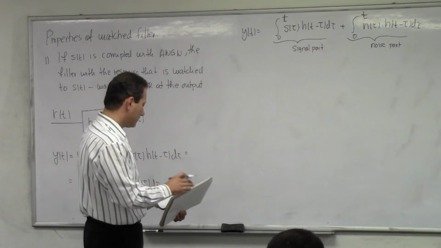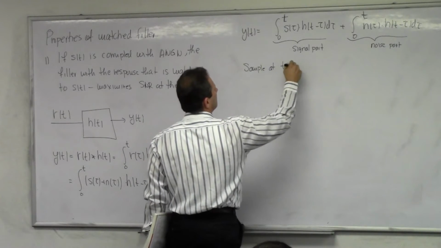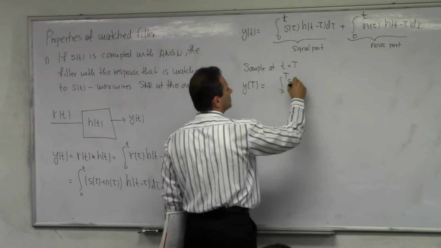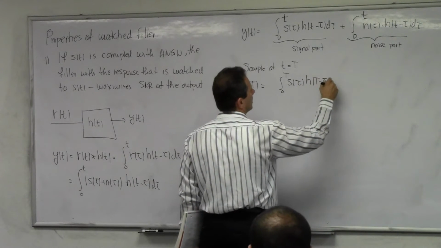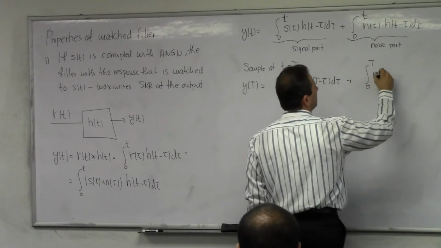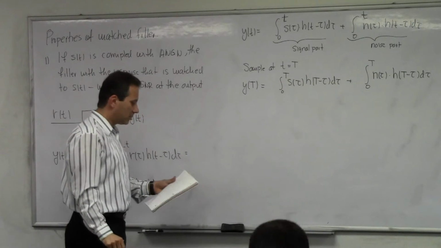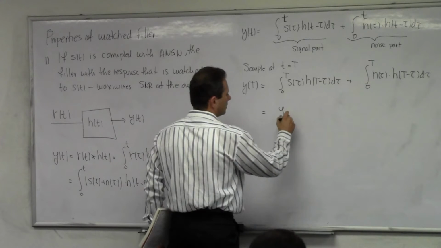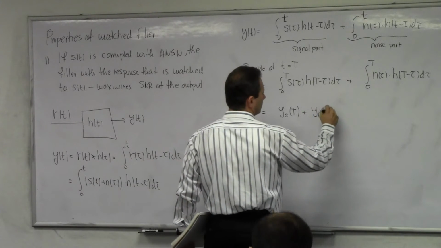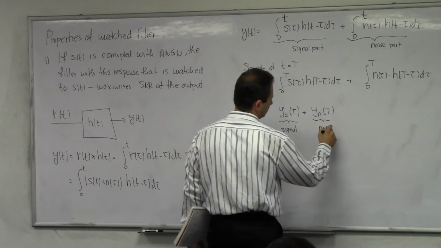So now if I sample this at time t equal to capital T, I get y(T) is the integral from 0 to T of s(tau) h(T minus tau) d tau, plus the integral from 0 to T of n(tau) h(T minus tau) d tau. So you get the sample of the signal, which I'm going to call y_s(T), and the sample of the noise, which I'm going to call y_n(T). y_s(T) is the signal, and this part here is noise.